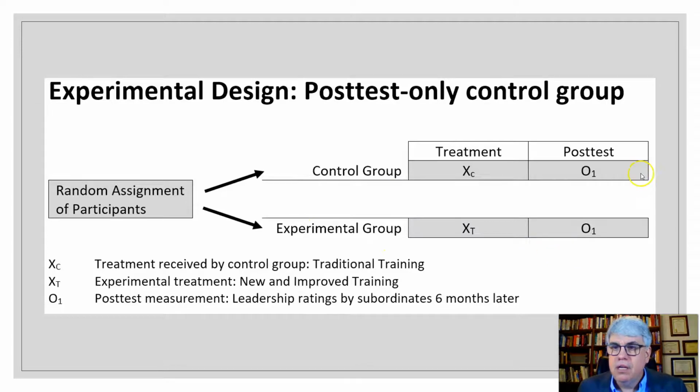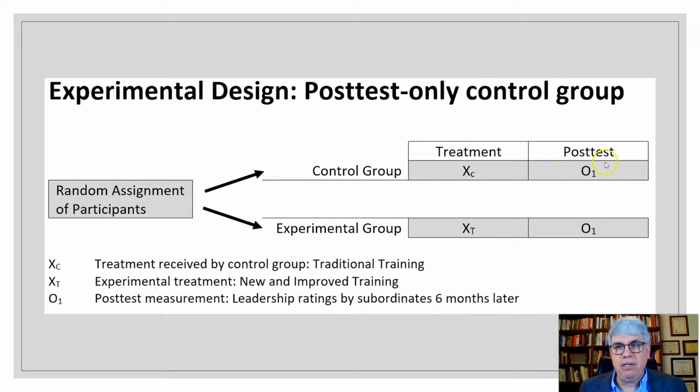Now then, over here, we have the post-test. We call it a post-test because we measure something after the treatment. So there's only one post-test in this model. It'll be the leadership rating by subordinates 6 months after their training.